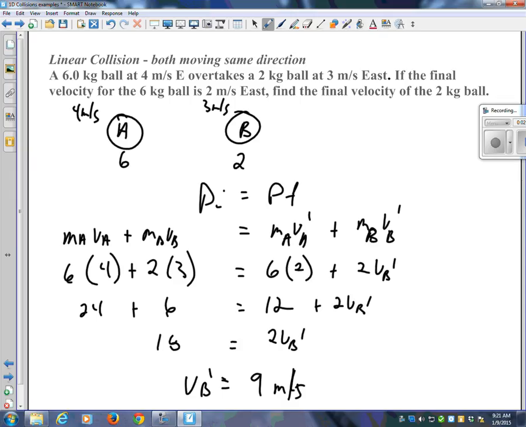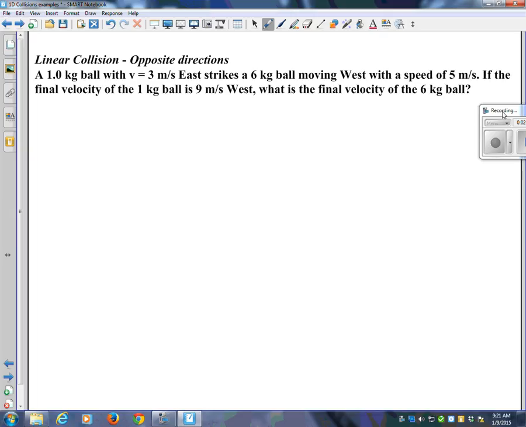It's the positive is good enough, yeah. Awesome. Okay. The last one here, opposite directions. So the only thing that's really changing here when there's opposite directions is what? There's going to be a negative somewhere, right?